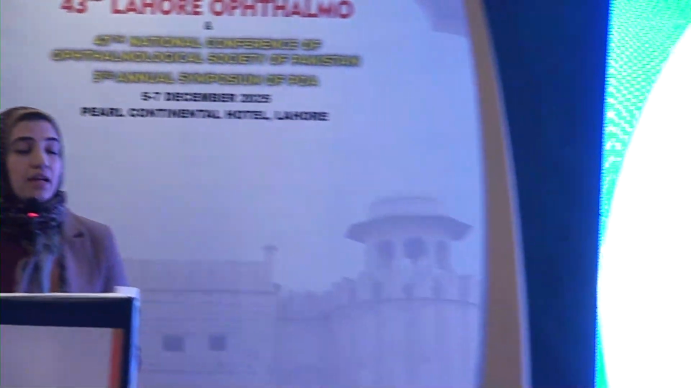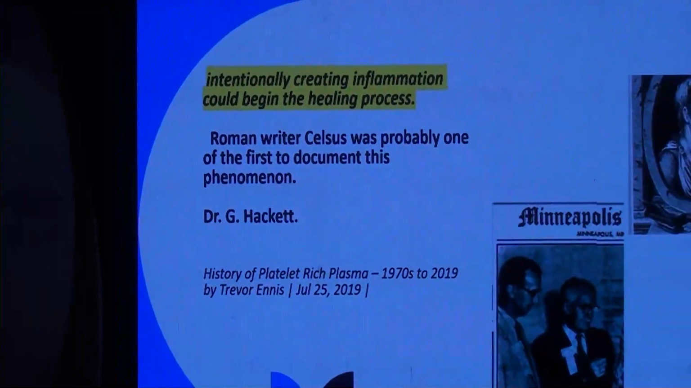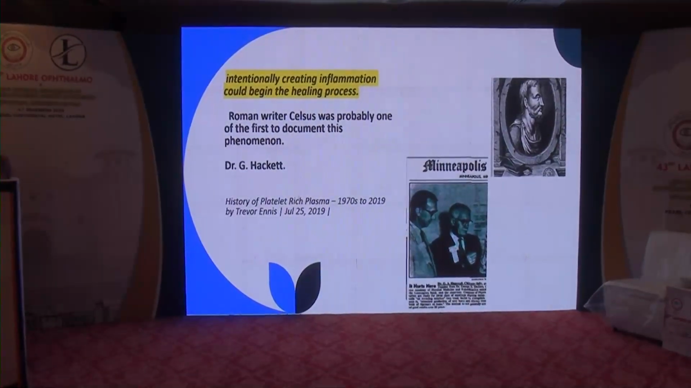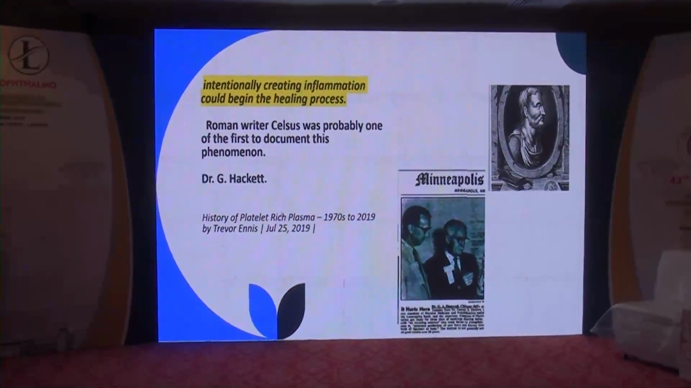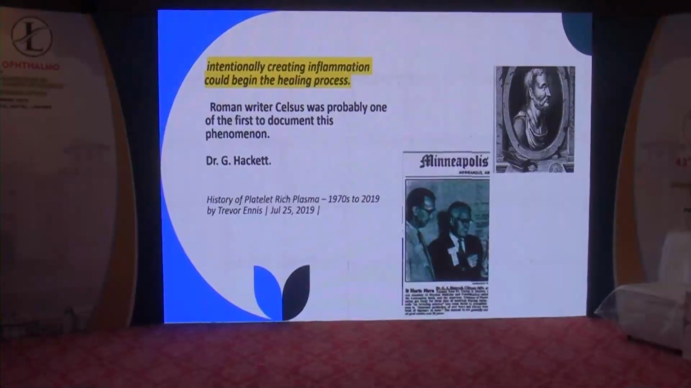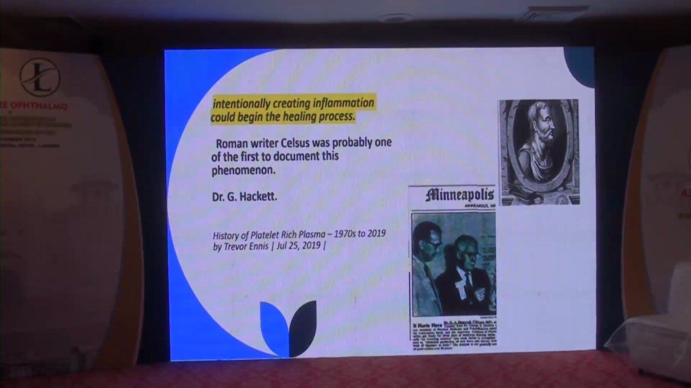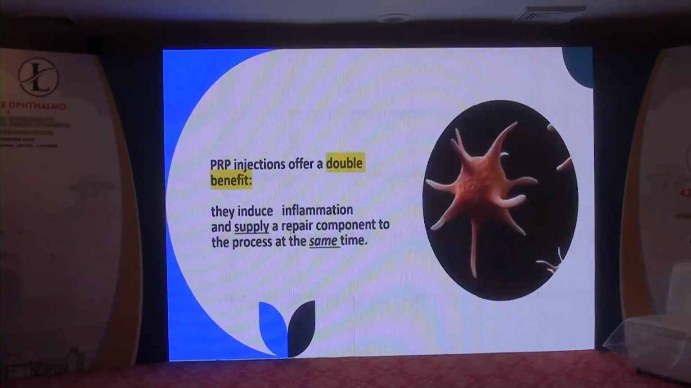Platelets and platelet derivatives have been quite a hype for the last 5 decades. But the idea of intentionally creating inflammation actually prompts the body to start the healing process. It was understood centuries ago by the Roman writer Celsus. And then Dr. G. Hackett was the pioneer of doing this sort of treatment and teasing the damaged ligaments. And he noticed that when he injected things into the ligaments and the tendons, patients had a better recovery.